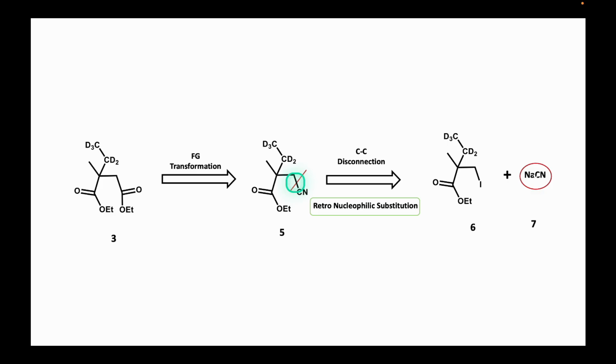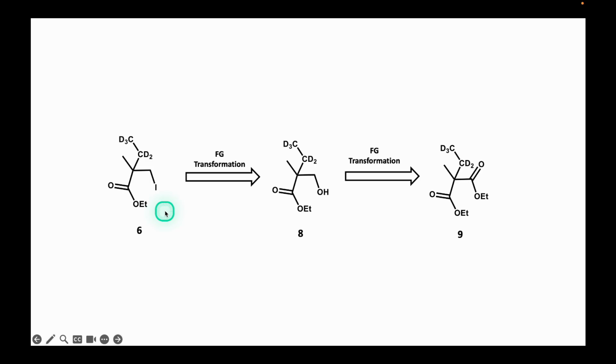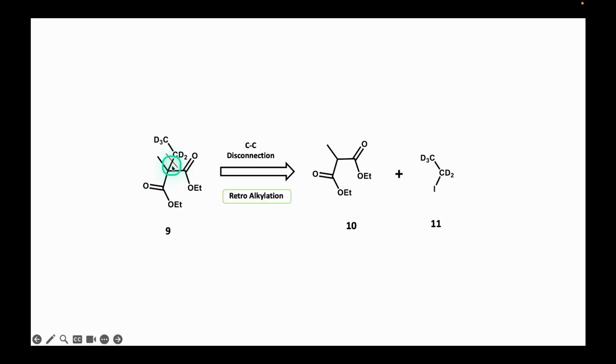Another functional group transformation leads to the primary alcohol 8, which through another functional group transformation generates the disubstituted malonate 9. With these transformations, we reach an intermediate where the following retroreactions do not present regioselectivity problems. A carbon-carbon disconnection in 9 produces the monosubstituted diethyl malonate 10 and the pentadeuterated ethyl iodide 11.